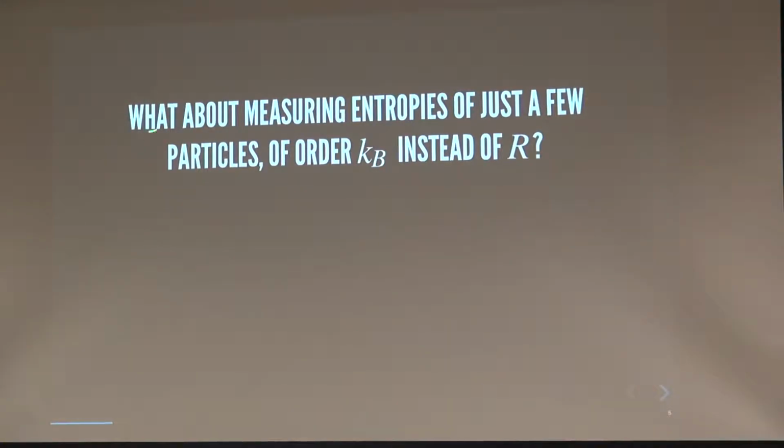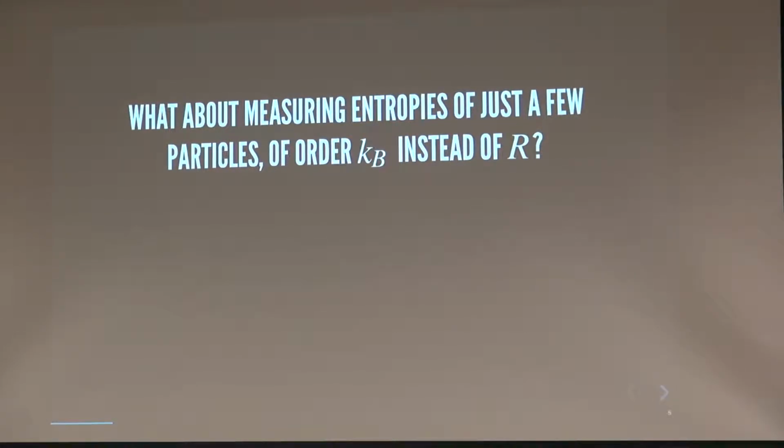Okay, so how about if we don't have a bulk crystal to work with? Instead of the natural unit of entropy being the ideal gas constant, R, which is an amount of entropy per mole, essentially, we don't have a mole of atoms around, we just have a few particles. Then the natural unit of entropy is the Boltzmann constant, 10 to the 23 smaller than this.